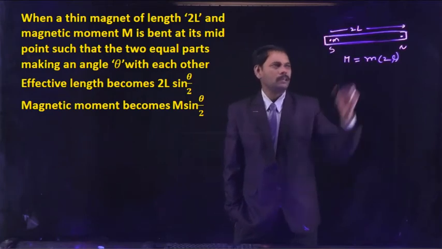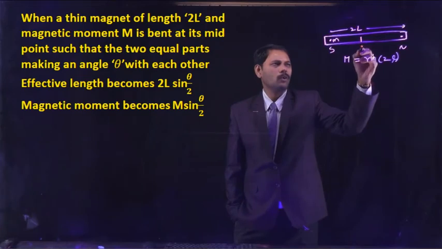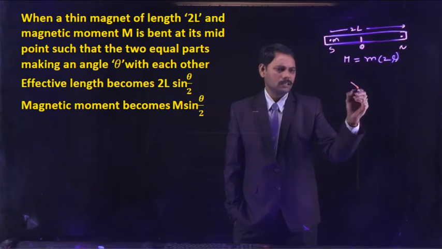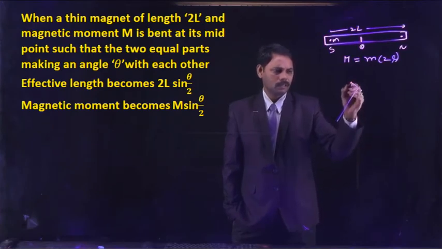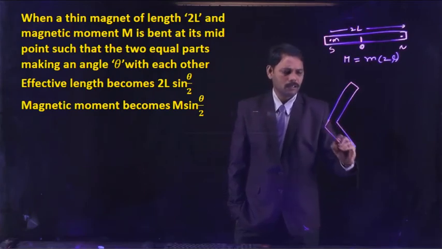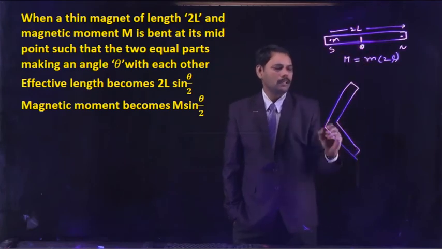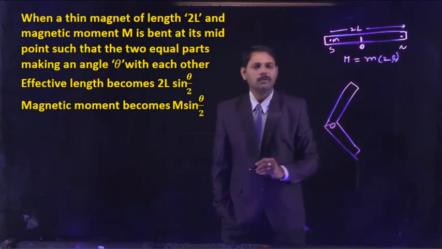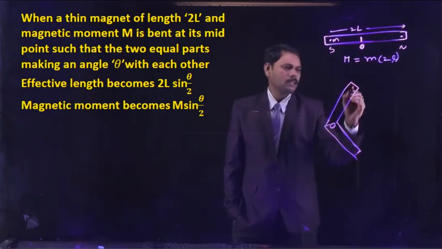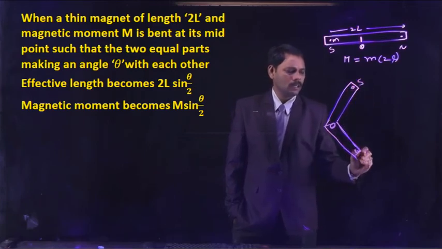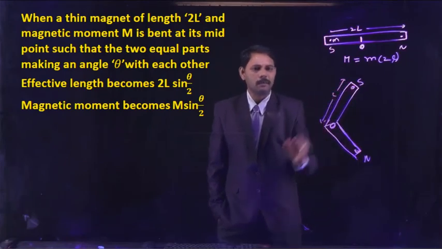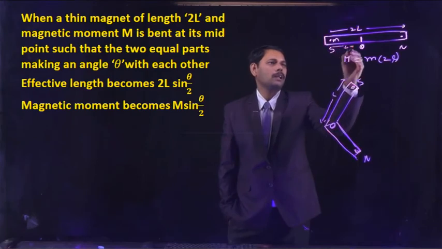Now this is bent at the center. Let this be the center O. At center O, this magnet is bent into two parts. So let us draw the shape of the bent magnet. Here I am drawing the shape of a bent magnet like this. It is bent at the middle point O, into this V shape, such that this is the south pole and this is the north pole, and this part has length L because it is exactly bent at the midpoint. We know that this part is L and this is L.